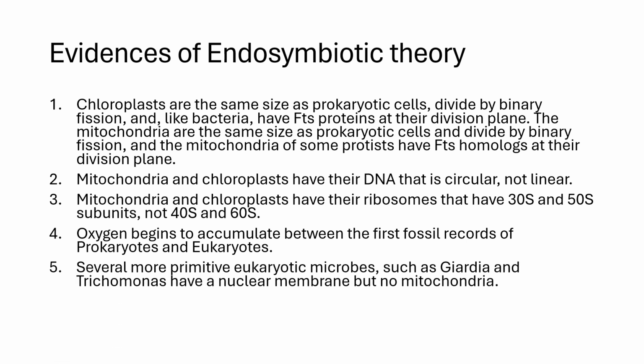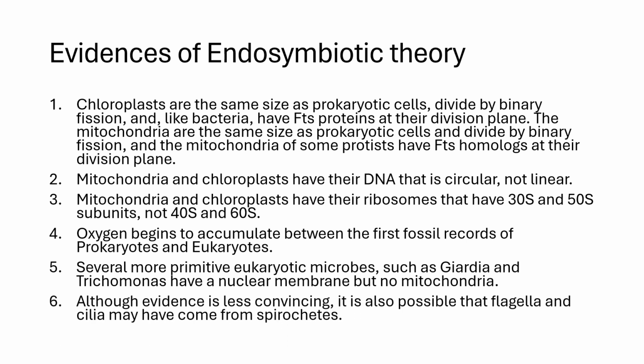Several more primitive eukaryotic microbes such as Giardia and Trichomonas have a nuclear membrane but no mitochondria. Although this evidence is less convincing, it is also possible that flagella and cilia may have come from spirochetes. So this is another point. With this, we have talked about the endosymbiotic theory and the several evidences. With this, we end this lecture here.